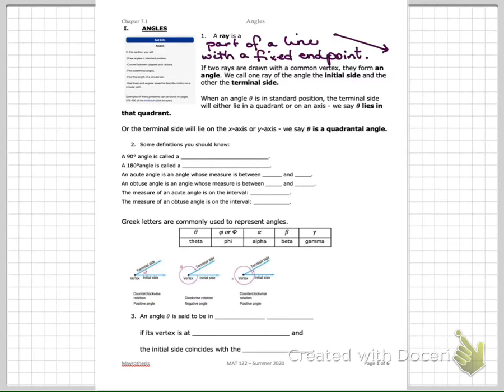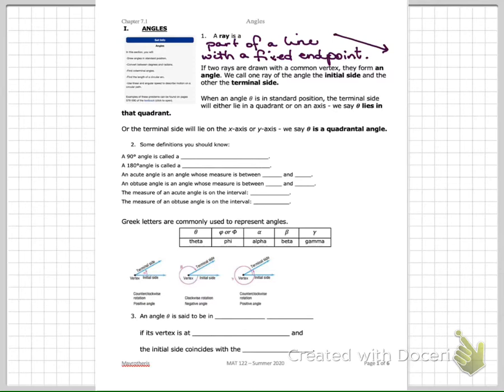Okay, so we have one of the rays which is called the initial side, and the other called the terminal side. We'll get a little more into that on this second page. We're going to talk a lot about our angles being in standard position. And that means that we are going to take a look at our terminal side and where it ends. Our initial side is always going to lie on that positive part of the x-axis, and we'll get a little more into that.